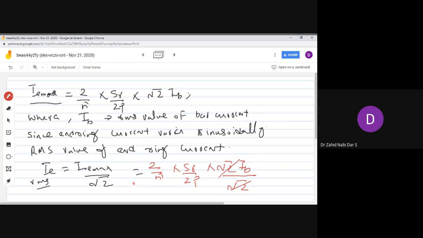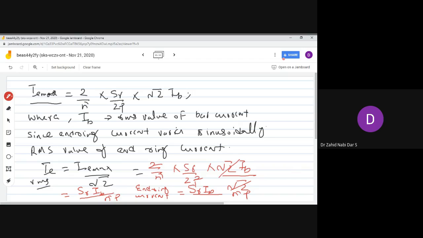So this is the expression for the entering current which I'll be left with. My entering current would be equal to C, and this 2 and 2 will also get cancelled. So the only terms that are left are SR, that is the number of rotor slots, into IB by pi P. So I can write my end ring current as IE equal to SR IB divided by pi P.